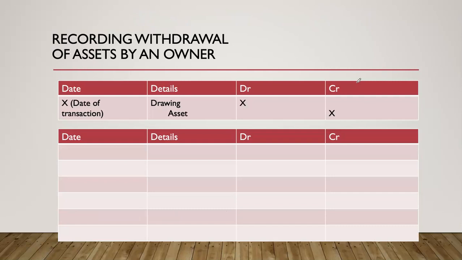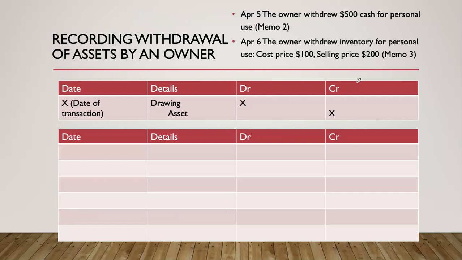So let's go through an example. In this example, 2 things have happened. On April 5, the owner withdrew $500 of cash for personal use and also withdrew inventory for personal use. The cost price was $100, the selling price was $200.